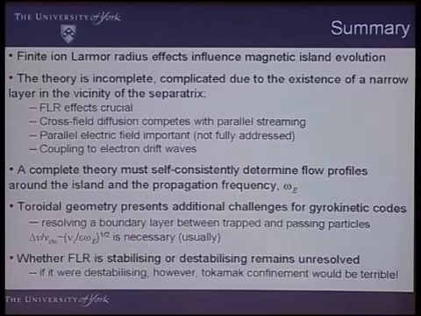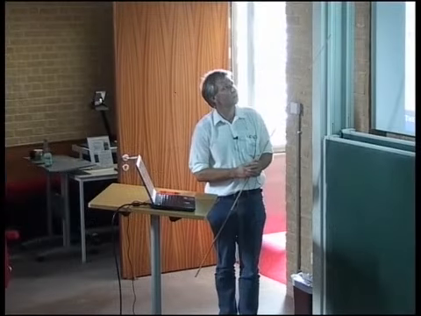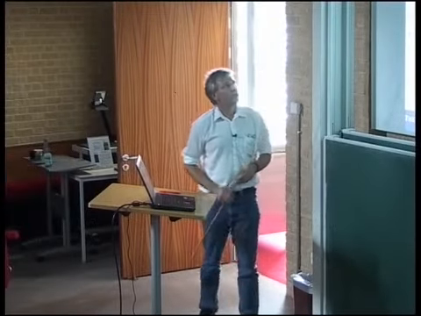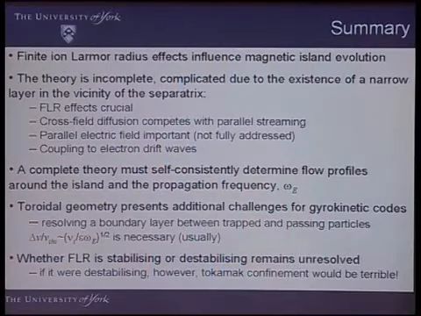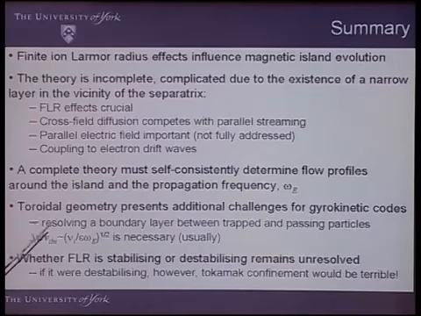So that brings me to the end. Let me just say a few words of summary. So I've shown you that finite ion Larmor radius effects will influence the magnetic island evolution, or will probably influence the magnetic island evolution, unless there's some magic which says this layer contribution and the external contributions to the current perturbation will exactly cancel. The theory is still incomplete. We kind of know what ingredients have to go in there, but it's not easy to put them in, both analytically and because of all the layers involved, it's going to be difficult numerically as well.